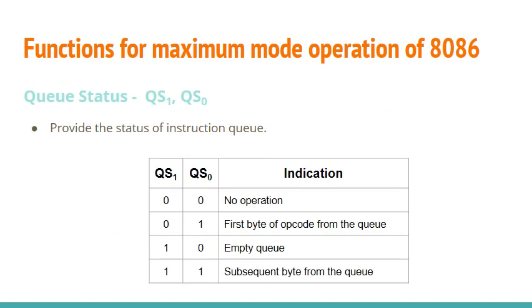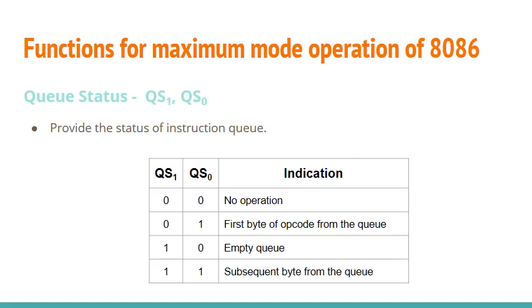Next we will see the set of functions that are specific for the maximum mode operation of 8086. We have the queue status lines, which are denoted by QS1 and QS0, which give information about the status of the code prefetch queue. They are active during the CLK cycle, after which the queue operation is performed. They are encoded as shown in the table.